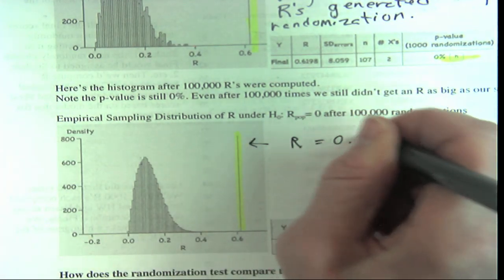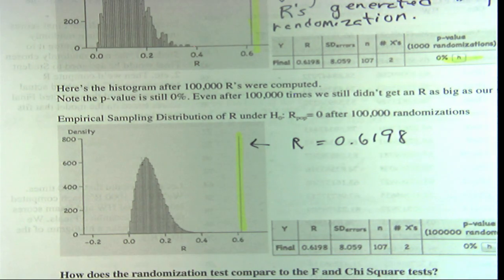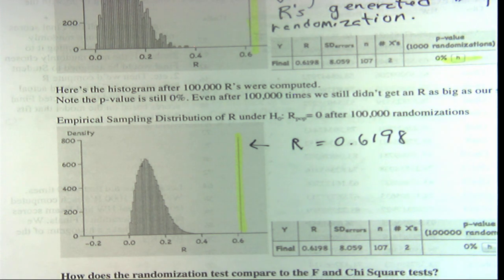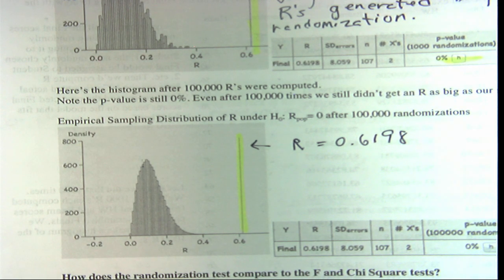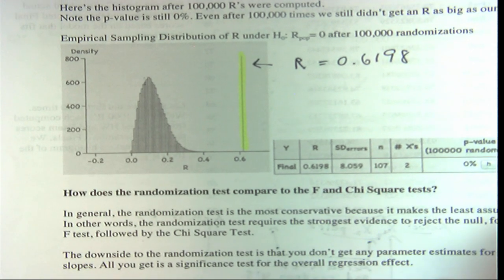So that's pretty much it. That's the idea. And there's a lot of computer simulations you can do instead of parametric statistics. This is just one of them. All right, so how does this compare to the F and chi-squared test? Well, it's really hard to compare them, but in general, the randomization is the most conservative because it has the least assumptions.